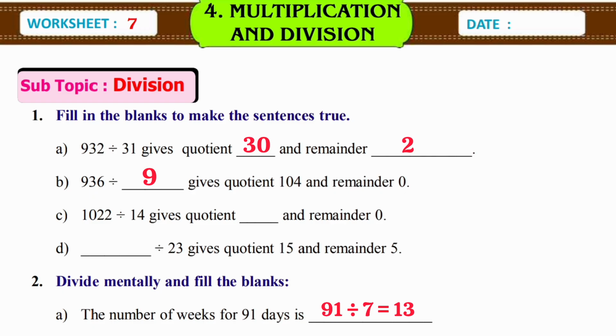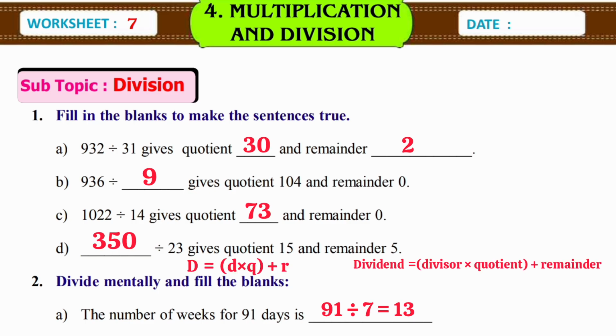1022 divided by 14 gives quotient 73 and remainder 0. Okay, next, the fourth one. Dividend divided by 23 gives quotient 15 and remainder 5. Okay, so 350 is the answer.